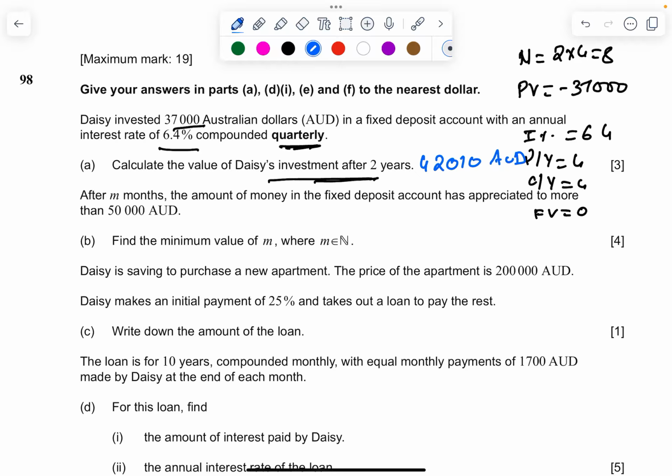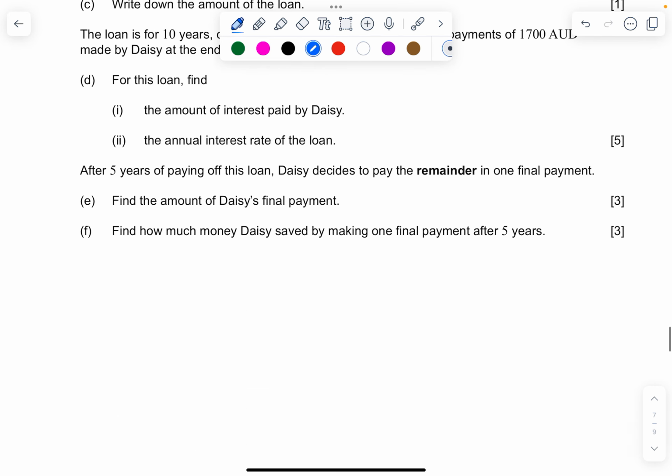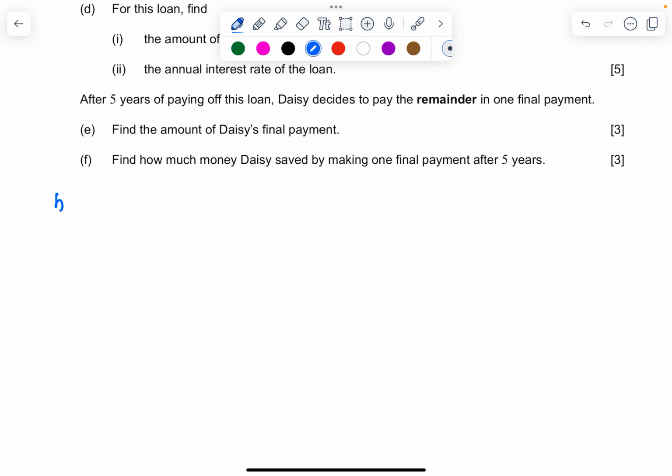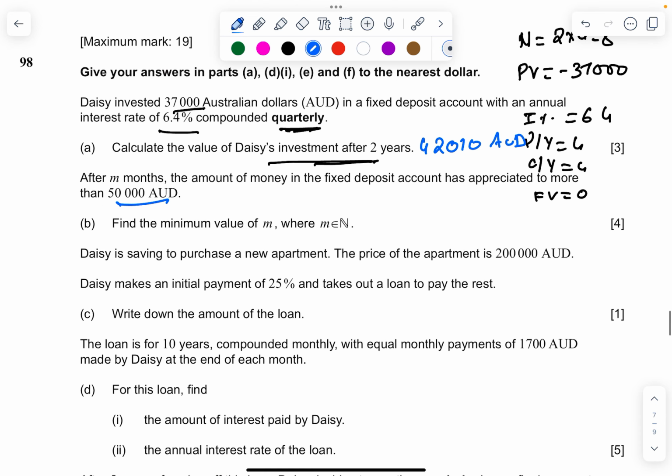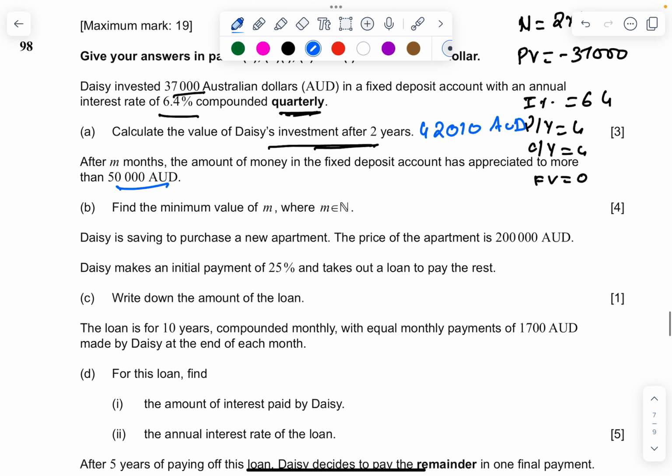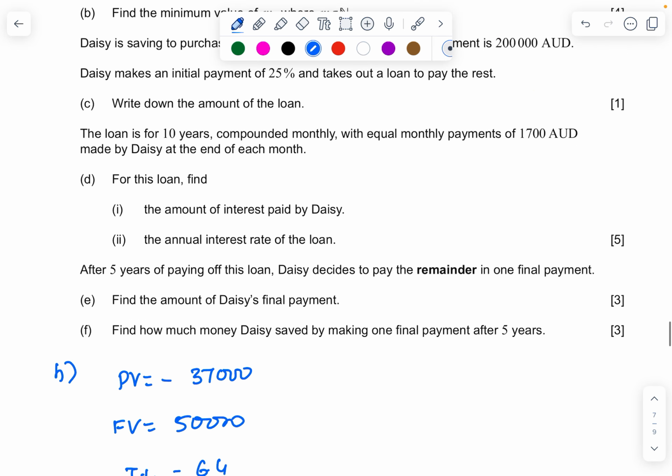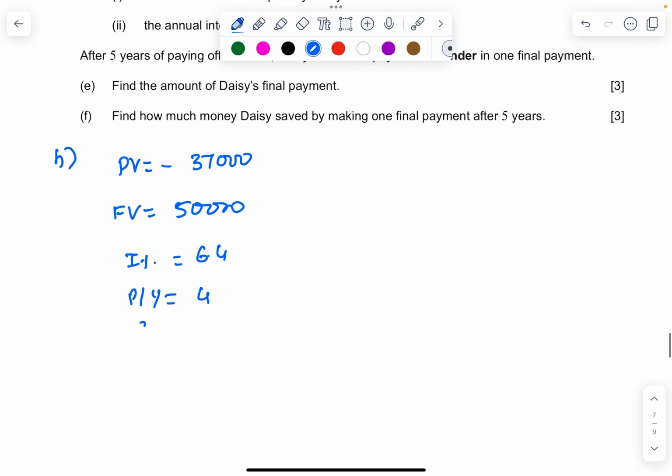After m months, the amount of the fixed deposit has appreciated to more than 50,000. Find the value of m. So for part B, what is that? Principal value is going to be the same, minus 37,000, but future value is going to be plus 50,000. Then interest percent is nothing but 6.4. Periods per year is 4, and compounded per year is also 4.